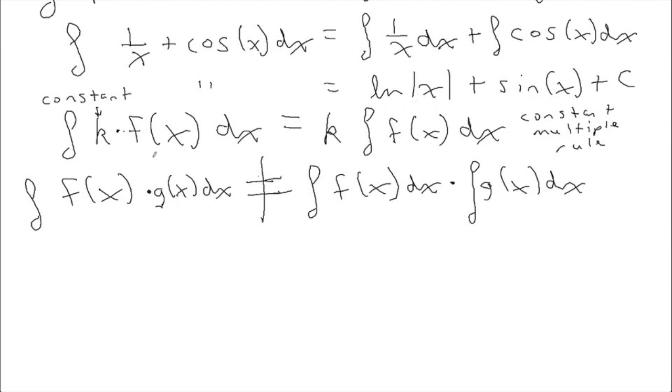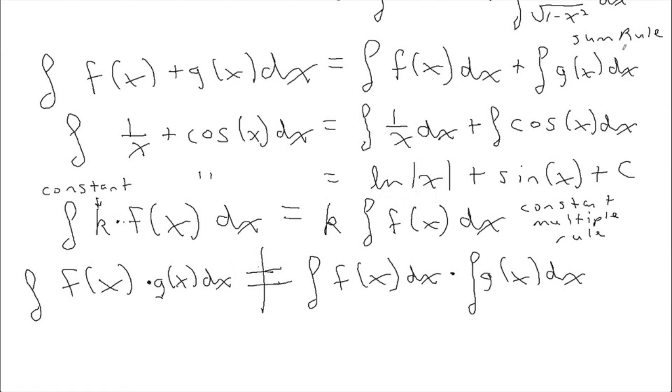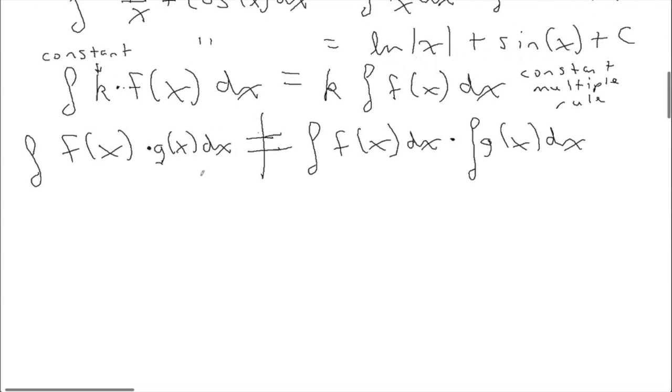You can't do this for products. There is no product rule for antiderivatives the way there's a sum rule for antiderivatives. There's a nice simple sum rule for antiderivatives. The sum rule is to find the antiderivative of a sum, just find the antiderivative of each term separately and add them up. The antiderivative of a sum is equal to the sum of the antiderivatives. But the antiderivative of a product is not equal to the product of the antiderivatives. We never really quite talked about this before, but now's a good time to talk about this.